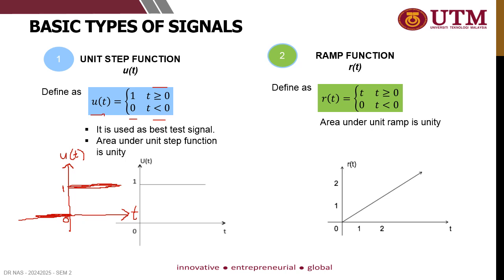And then what is a ramp function? Ramp function is given as r(t), or you can use different notation as well. But the amplitude will be 0 when t is less than 0, and the amplitude will be t when t is larger than or equal to 0.